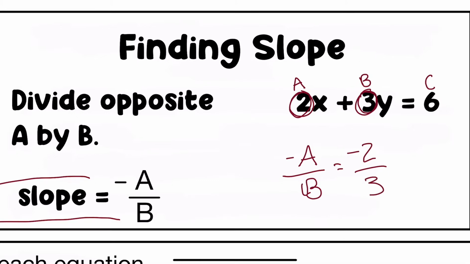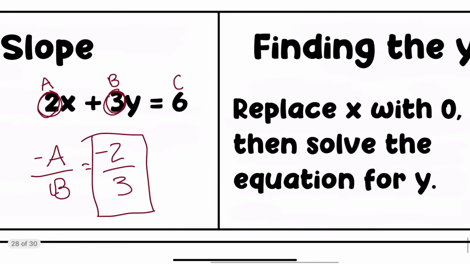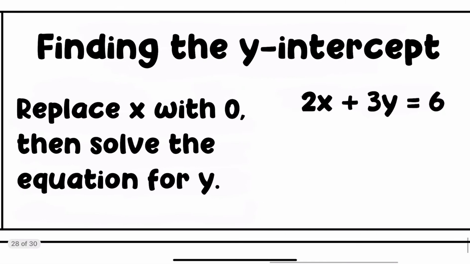And that's it. That's all we got to do for that one. Our slope for this equation is going to be negative 2 over 3. We can't reduce it, so we're just going to leave it exactly the way it is. Okay, finding slope, not too bad. We just got to plug some numbers in. All right, well, let's see how we find the y-intercept here.